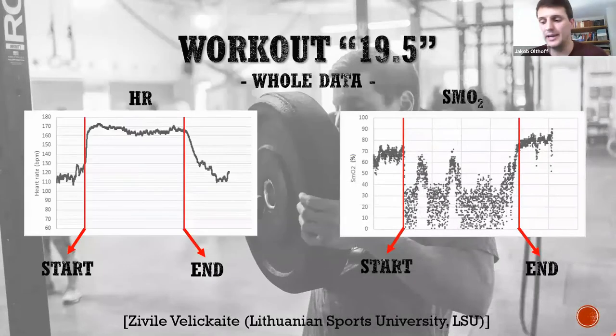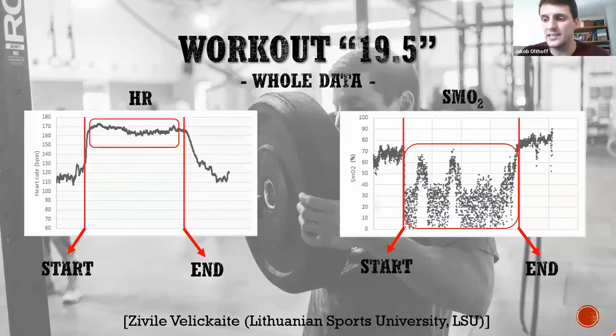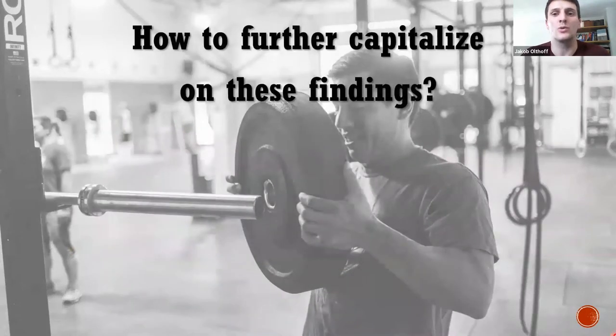To wrap this up, next year's IMPA student, her name is Shivile from Lithuania, continued working with my data and kindly shared those graphs with me. What we see here is basically what we saw in my cycling race. But now we also have muscle oxygen saturation as a second parameter for the same workout, for the same workload, actually. And we can see it gives us much more insight into what is actually going on in the athlete while he is under physical strain. This is the study I conducted in Portugal. Based on this, the question now is how to further capitalize on these findings.